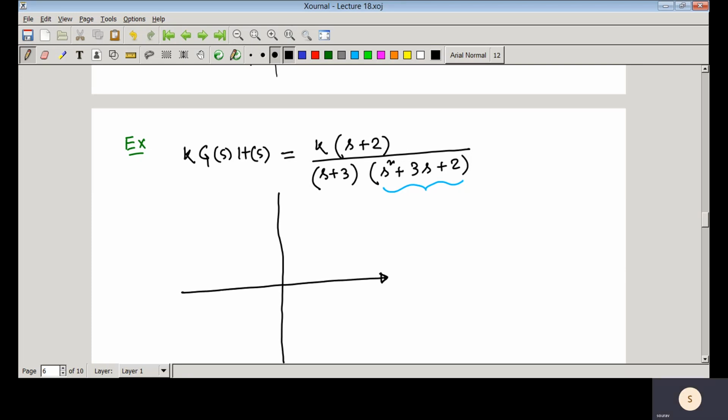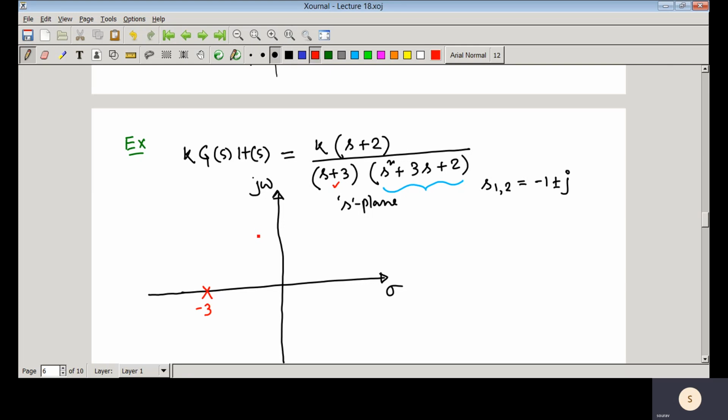So here you have that real axis and imaginary axis. So this is that S plane. Now we have a pole at -3, and two poles are there. If you calculate those poles, that would be S1 and 2, so it becomes -1 plus minus j.